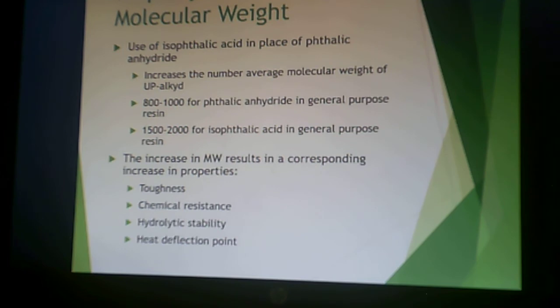So if you use isophthalic acid in place of phthalic anhydride, you get a higher number average molecular weight. So typically 800 to 1,000 for phthalic anhydride, you can get 1,500 to 2,000 for isophthalic acid.